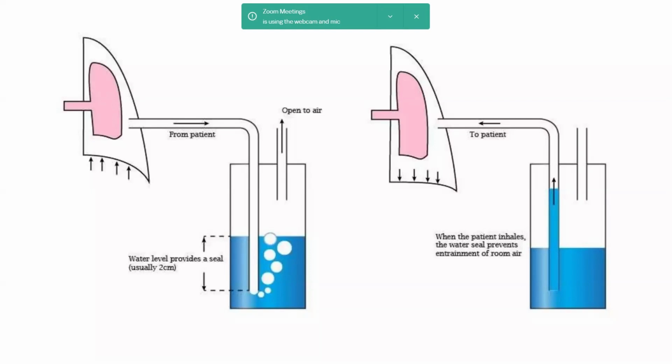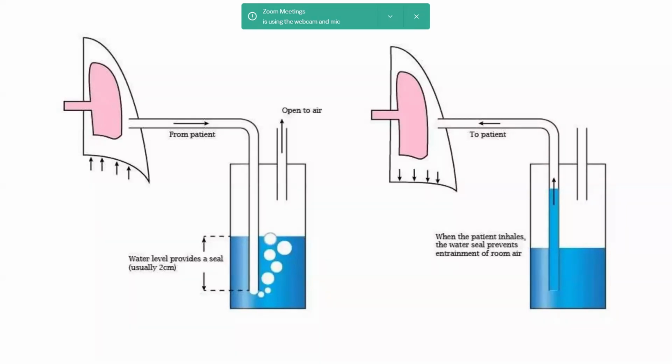During expiration, the interpleural pressure becomes positive, and whatever content is there will be pushed out into the bottle. So air will just go out through the opening, and the water or the fluid will get connected.